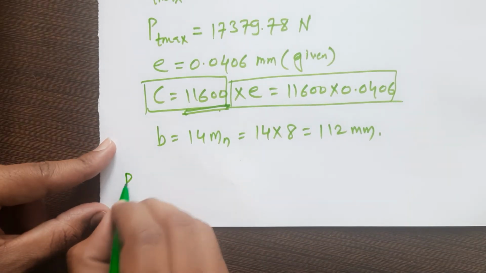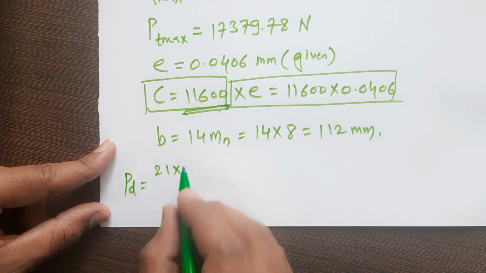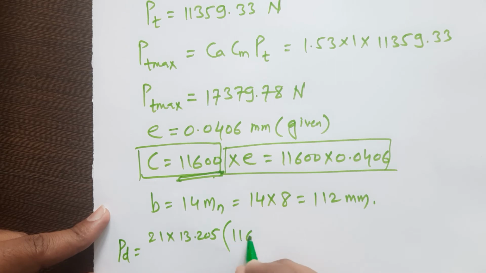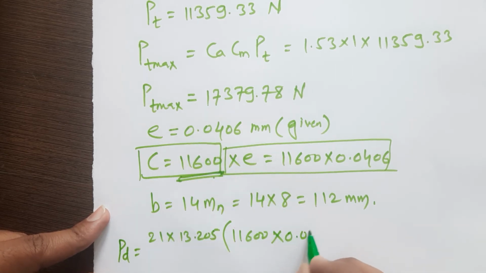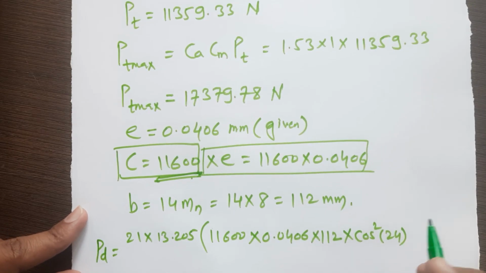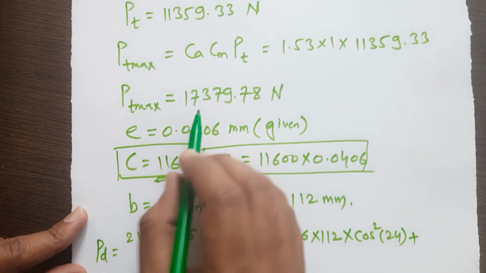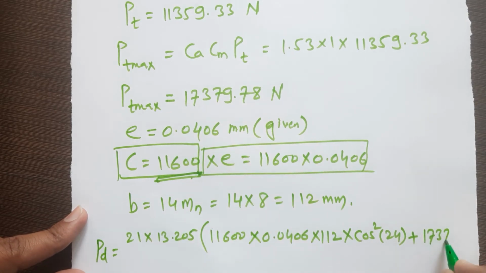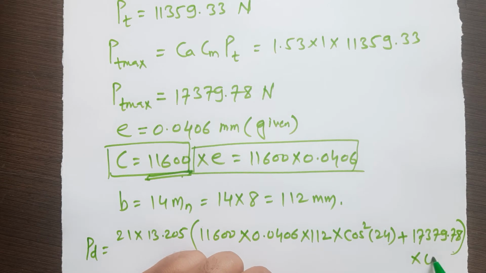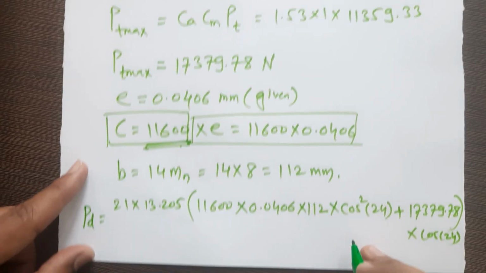The dynamic force Pd is equal to 21 V, where V is 13.205, into CEB, where C is 11600, E is 0.0406, B is 112, into cos square psi, cos square 24, plus Pt max. Pt max here is 17379.78. Bracket close, multiplied by cos of 24. This is the numerator.